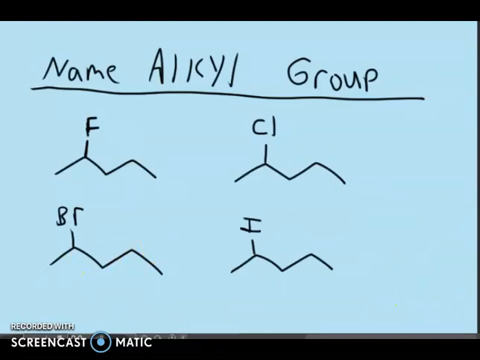Alright, next we have a couple common groups. I just wanted to do these really quick to show you what they might look like. Let me grab our pen and get our pen working here. Alright, for fluorine, up here we see there's a fluorine group. So this will be FLUORO.